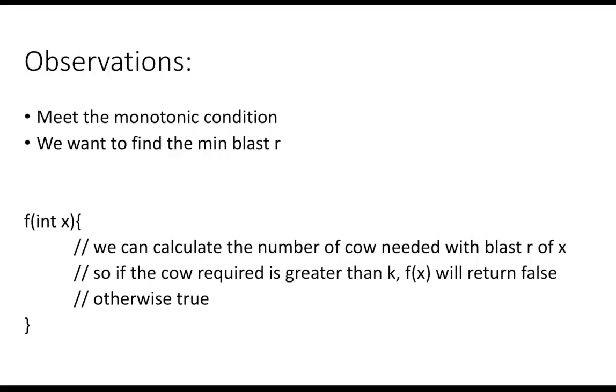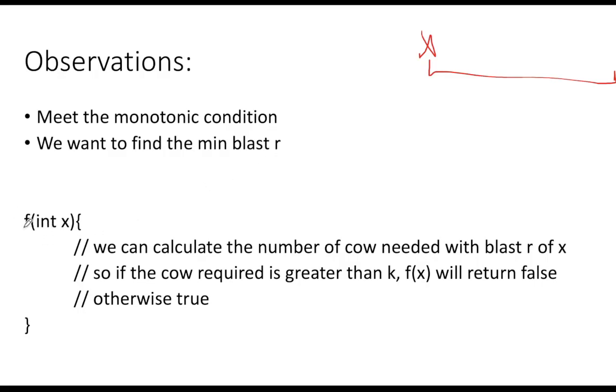So first, there are a few observations to look at. The first one is that this problem has a monotonic condition. It means if x works, then all the values above x work as well. So if a blast radius of 5 works, then a blast radius of 10 of course works as well. If a blast radius of 3 doesn't work, then any number below 3 doesn't work either. So we know we can implement binary search in this question. And this question wants us to find the minimum blast radius.